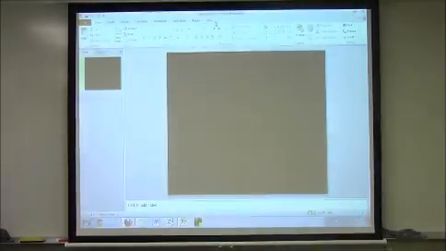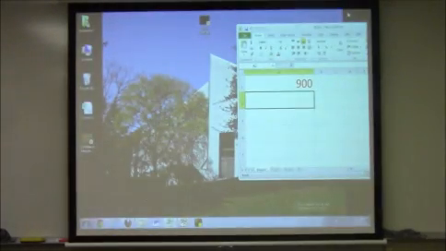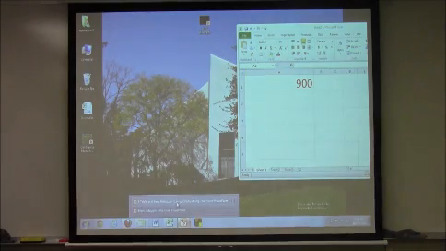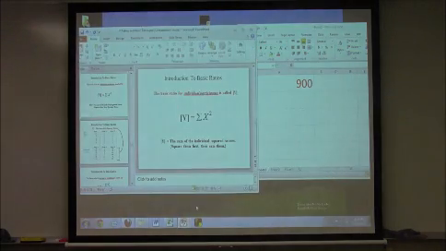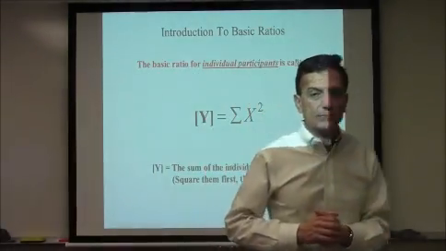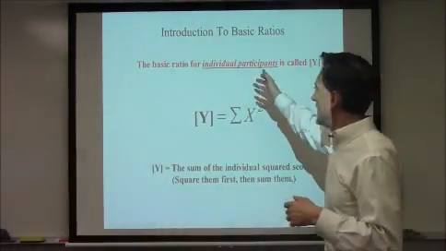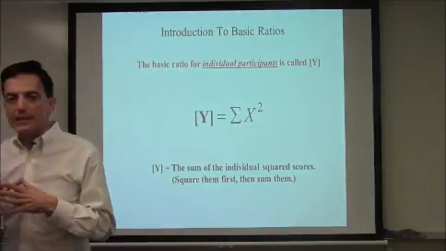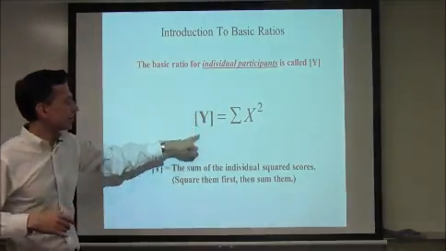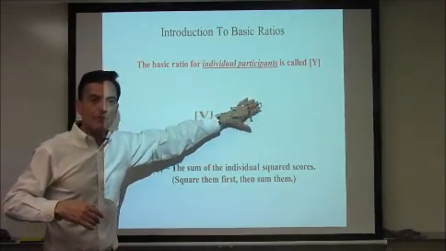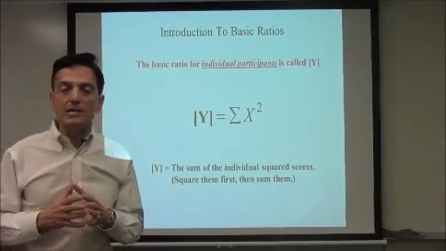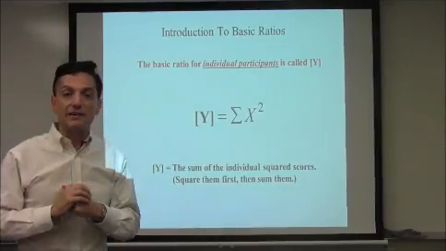Okay. So now let's go in and see if we can understand inside of PowerPoint what these basic ratios might look like and how we would compute them. We're going to introduce three of these, the first of which is called basic ratio Y, and this is a basic ratio that's going to give us some information related to individual participants. Okay? So here's the basic ratio Y, and here is how we would compute this. I will not ask you to memorize these formulas, but I will ask you to be able to compute them if the formula is given to you.